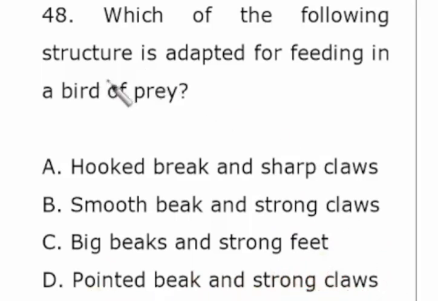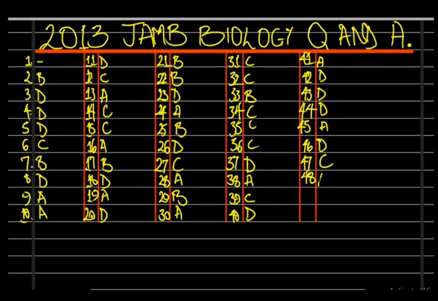If the bird is a predator, then it means it feeds on animals. Such a bird will be needing a hooked beak and sharp claws. The sharp claws will be there to hold the organism and pin it down, and then the hooked beak will be responsible for tearing flesh. So the answer to question 48 is option A.